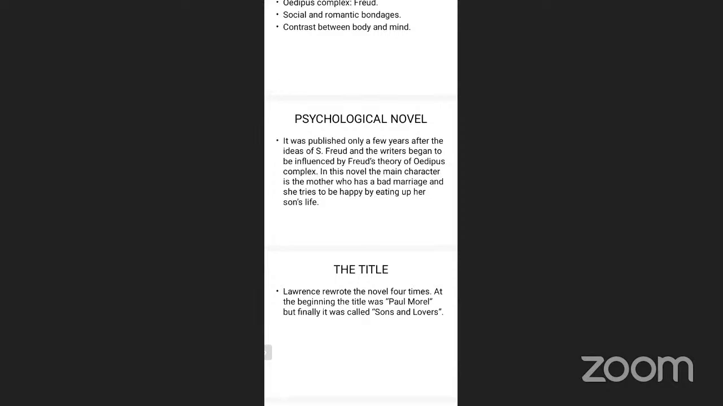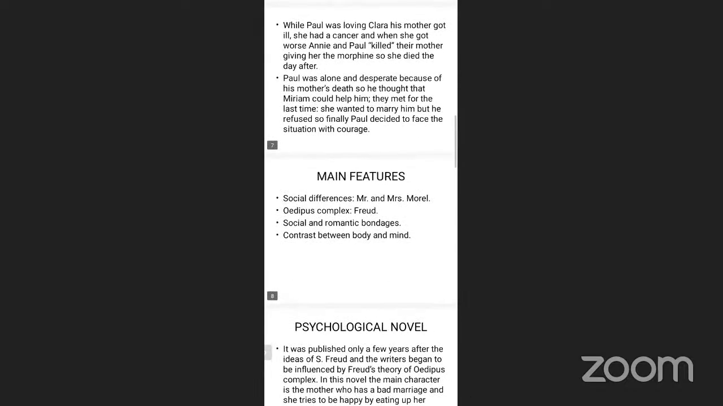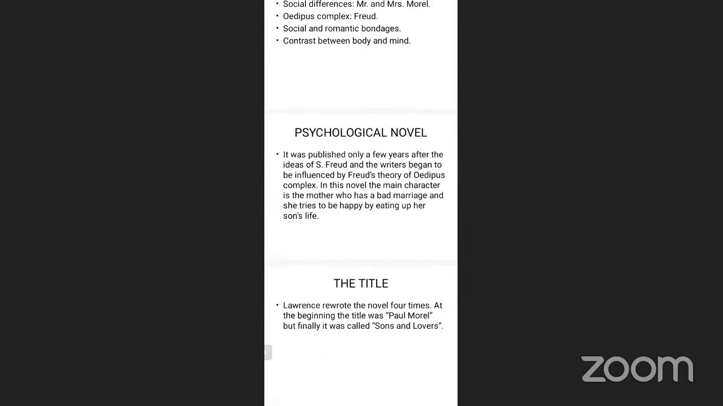The contrast between body and mind. This is one of the most important things. When we talk about Paul, he was a man who lives in the moment and doesn't care about emotions or about the mind. Whatever feels good for him, he used to do. He doesn't care about others' emotions, feelings, love, respect. On the other hand, if we talk about that girl whose name was, what was the name? Miriam. Okay, so he never thought about their feelings and emotions. That has been a kind of contrast between the body and the mind.